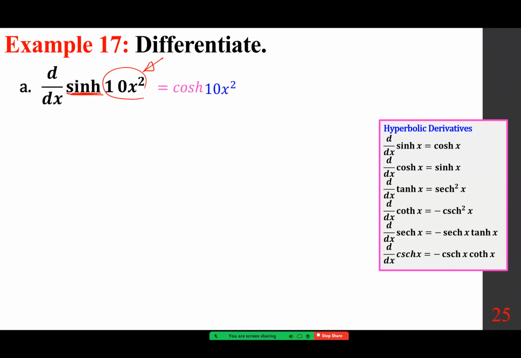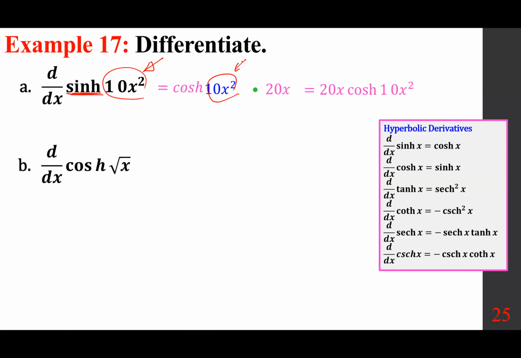Now the chain rule. What is the derivative of 10x squared? 20x. And you just rewrite it. So just like before, remember when we did the trigonometric functions and I said you come across sine or cosine, say sine, pause it, so you recognize which one is the main function, the outer function, the shell function. So you put the 20x in front, so you have 20x cosh 10x squared.